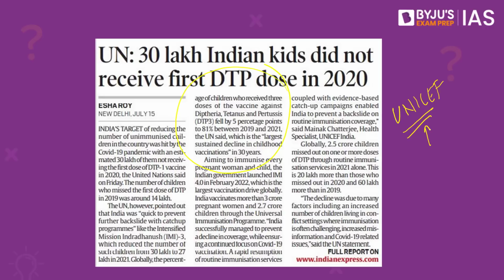welfare. The report also says that globally 2.5 crore children missed out on 1 or more doses of DTP through their routine immunization services in 2021 because of the global lockdown. This is 20 lakh more than those who missed their dose in 2020 and 60 lakh more than in 2019.